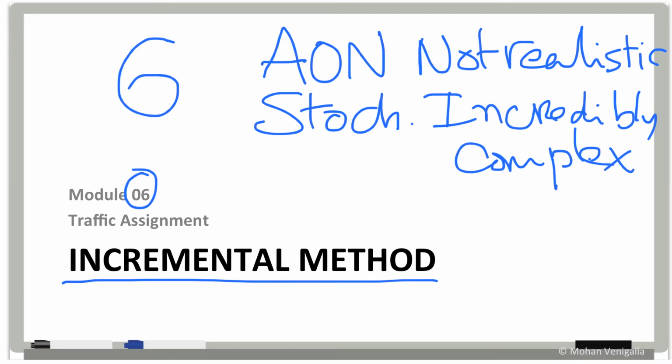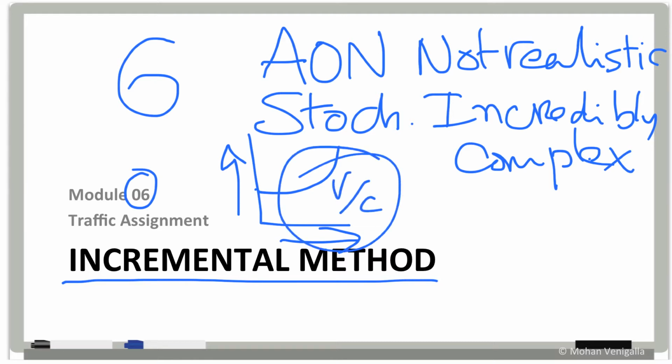And the third thing you learned in capacity restraint is that as the flow increases, travel time changes with flow, volume to capacity. How do we incorporate that into traffic assignment? So if you're not convinced that all or nothing and stochastic are not the right ones, at least at this point, just take my word for it and pretend that you're convinced.